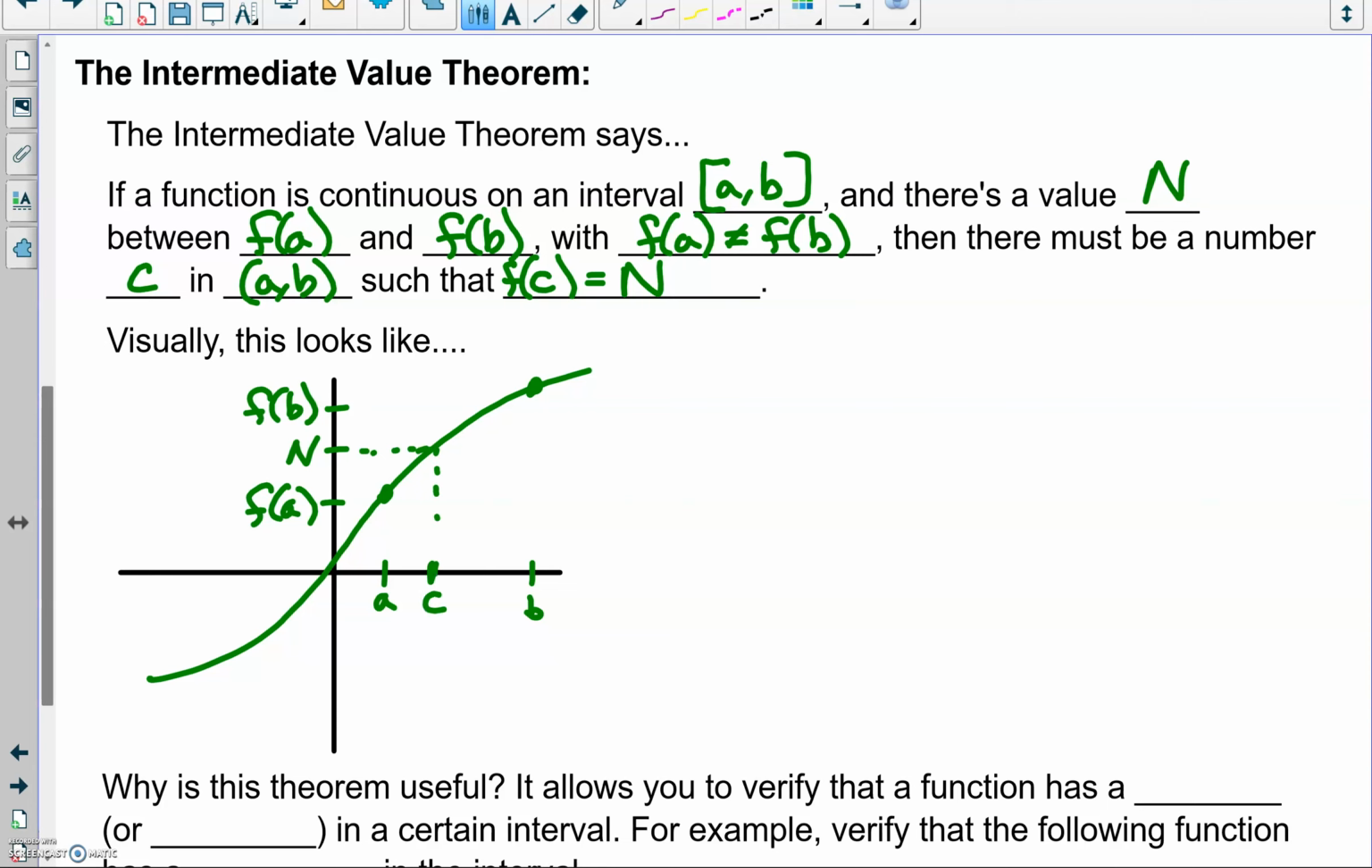And because this function was continuous, this is what is driving this idea. There's all of the values in between f of a and f of b being represented. So any y value between that f of a and f of b has to have an x value associated with it. It's basically what the intermediate value theorem is saying. So why is this theorem useful? What can we use it for?